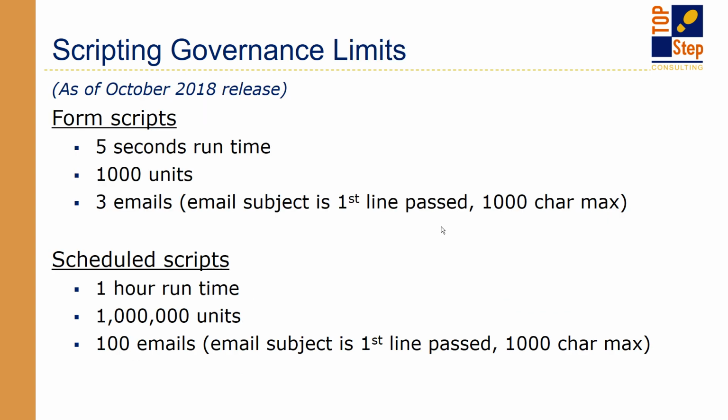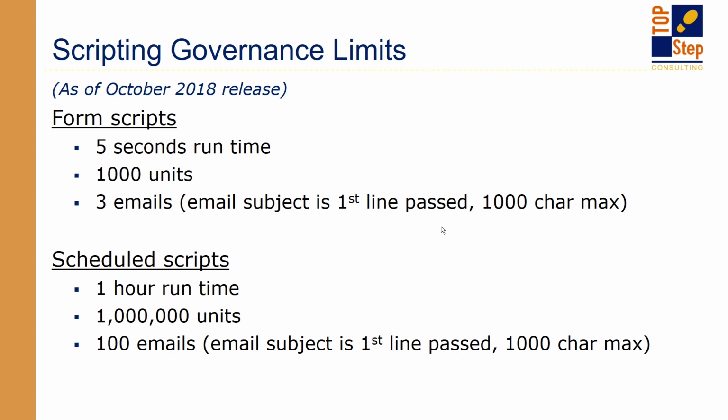Now, what are the limitations? Well, a form script only has 5 seconds to run. So if you're trying to do anything that's going to require any kind of significant data manipulation, a form script is going to time out before it's going to be able to accomplish it. It allows you to use 1,000 units of those measures that we just discussed in the governance, which may seem like a lot. It really is not.